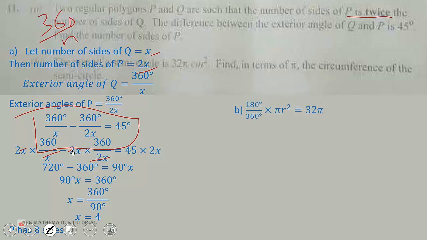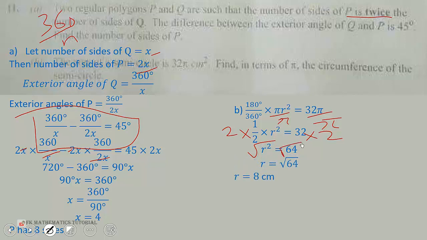So the area of a semicircle is given by theta over 360 times pi r squared, or simply half pi r squared. So dividing through by pi, we get half r squared equals 32. Multiplying both sides by 2, we are left with r squared equals 64. Taking the positive square root of both sides, we get r is equal to the square root of 64, which is 8 centimeters. So the circumference of a circle is given by 2 pi r. So we put r here, which is 8, then we get 16 pi centimeters.